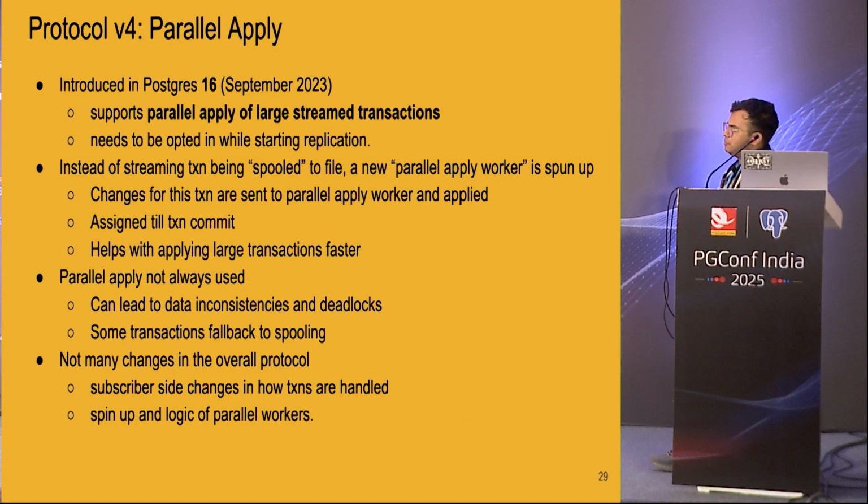So now what happens in version 4 is, instead of the changes being spooled to a file, which is what happened in version 2, we have something called a parallel apply worker. It's a new process that is spun up by Postgres, and the changes for the transaction are sent to the parallel apply worker via shared memory, which is the implementation. And the parallel apply worker applies them on the destination.